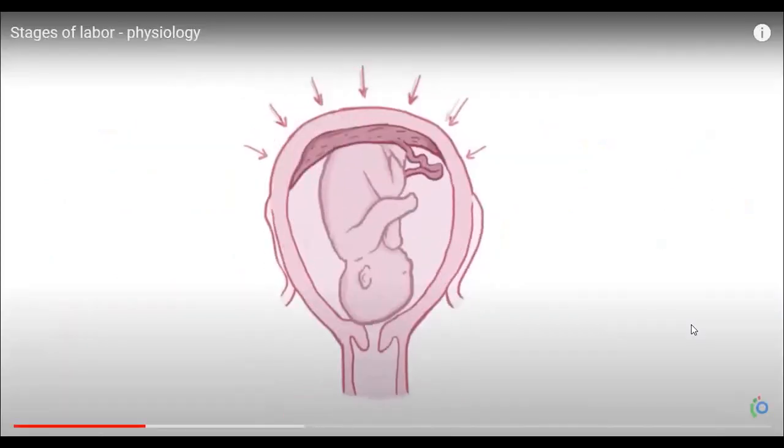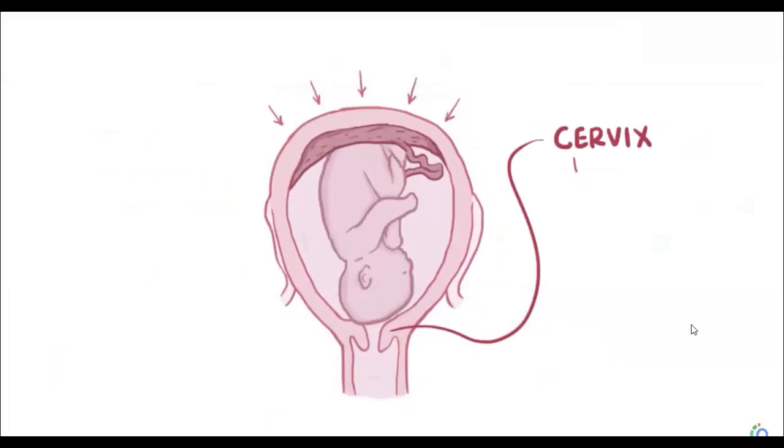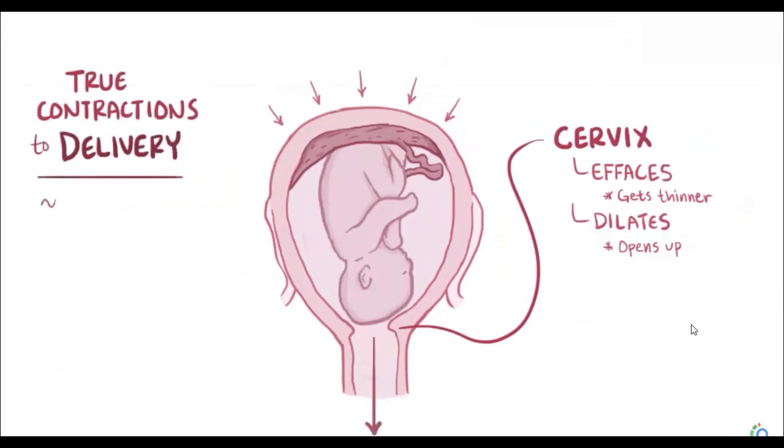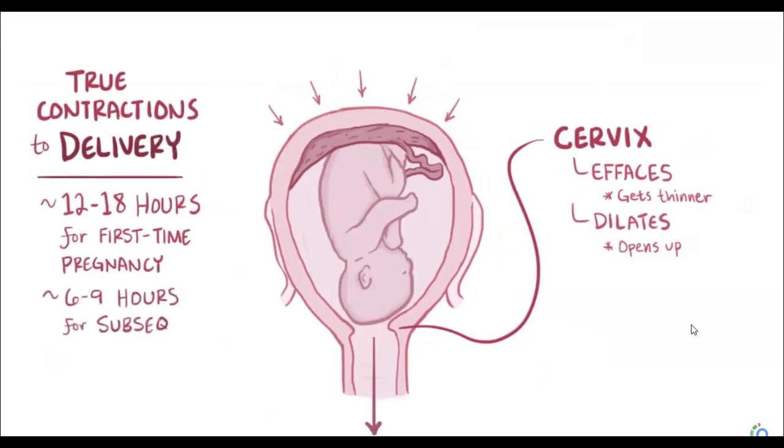The contractions pull on the thick tissues of the cervix, causing it to efface or get thinner, and also dilate or open up. So then, the fetus can leave the uterus and enter the world. From the moment true contractions begin to the baby's delivery usually takes about 12 to 18 hours for a first-time pregnancy, and about half that time for subsequent pregnancies. Although, as any mother knows, this time can vary a lot.